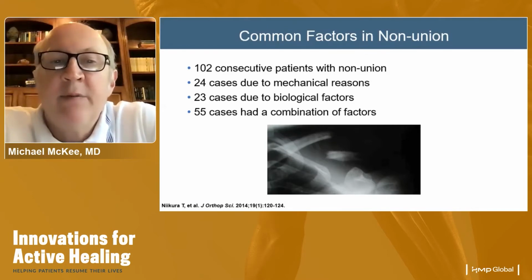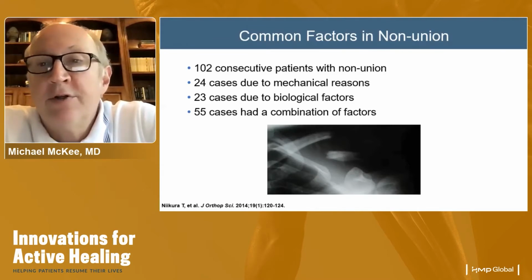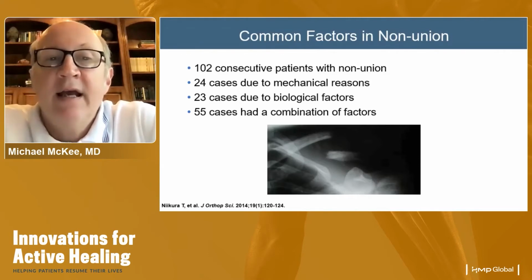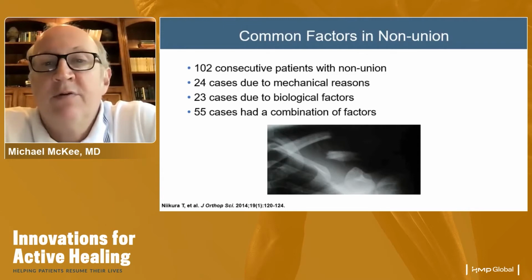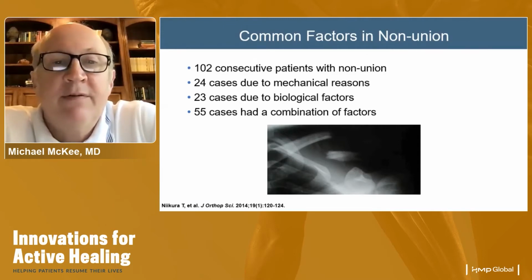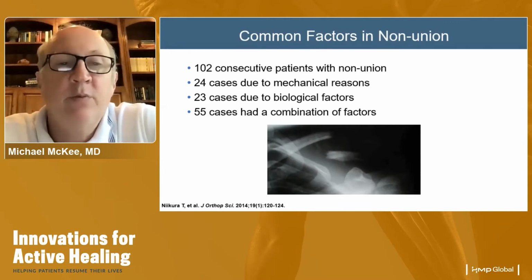I like this paper because it mirrors my own experience, both in dealing with referred non-unions and my own, in that about half the time there's a combination of factors, and the other half of the time it's due to mechanical reasons or biological factors. So in general, this is a very accurate paper, I find, in that it reflects on my own practice, it makes common sense and it's easy to remember. So these are the kinds of factors I'm considering when I see a patient with non-union.